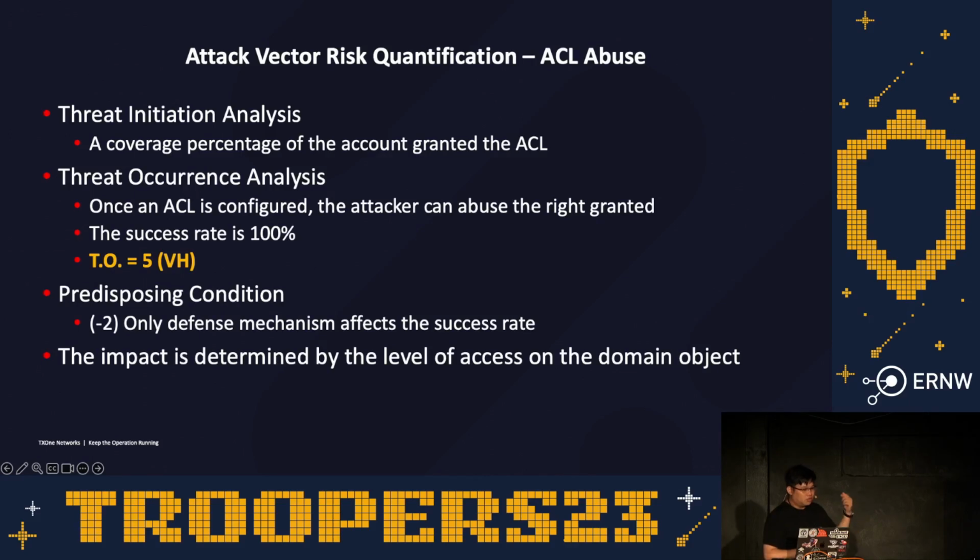First, we need to narrow down the threat initiation and threat accuracy, and how to calculate them. For threat initiation, we need to find the account coverage with the account granted the ACL. Based on the default setting, when an ACL is configured, the attacker can abuse it 100%, so the success rate will be 100% and accuracy will be 5 here. Based on different predisposing conditions, we can choose the ones the environment has. The impact will be determined by the level of assets of the domain object, meaning what kinds of domain objects the attacker gets, and we calculate the impact based on this.